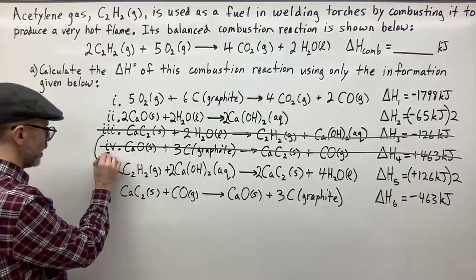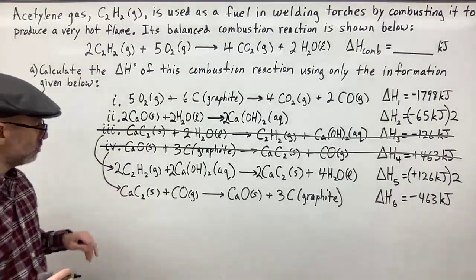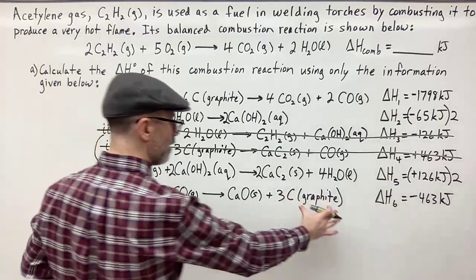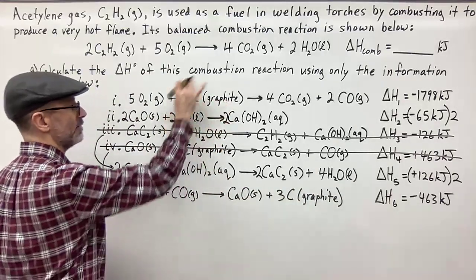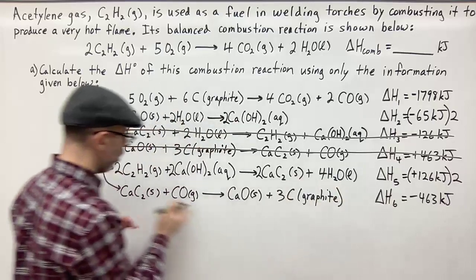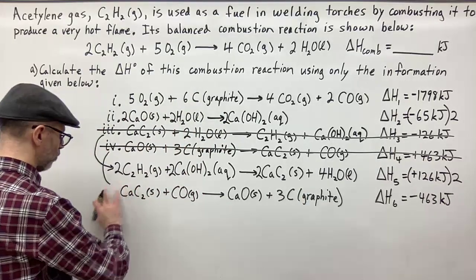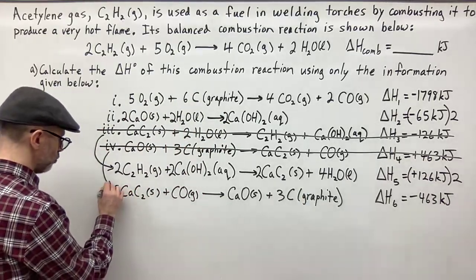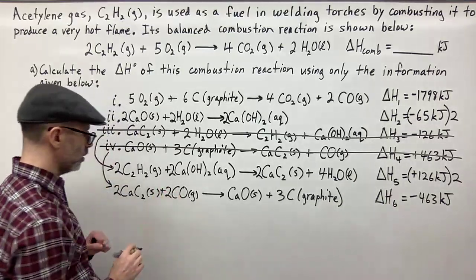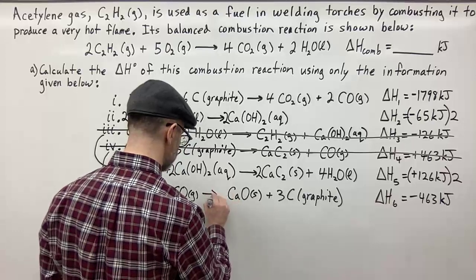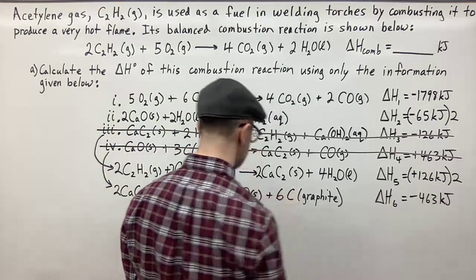And so just to be clear, this equation came from number 4. We flipped this. So now that I have this equation, I have graphite here on the products, and I have graphite here in the reactants. However, I have 6 on this side, but I only have 3. So I'm going to multiply this equation by 2 to get my 6. So then, let me get this out of the way. So 1 times 2 is 2. 1 times 2 is 2. 1 times 2 is 2. And 3 times 2 is 6.